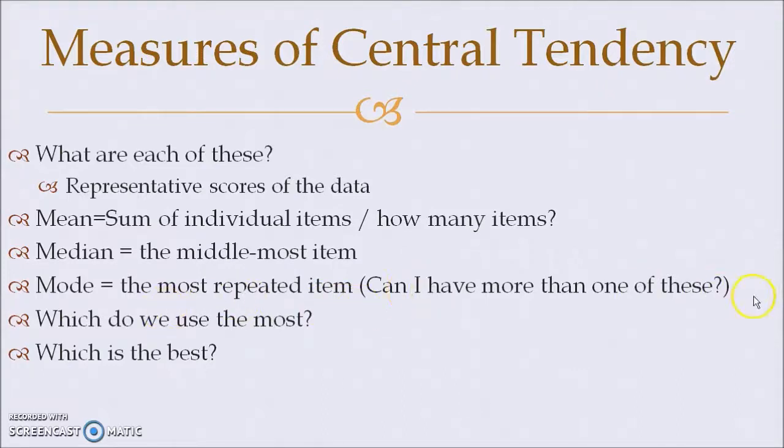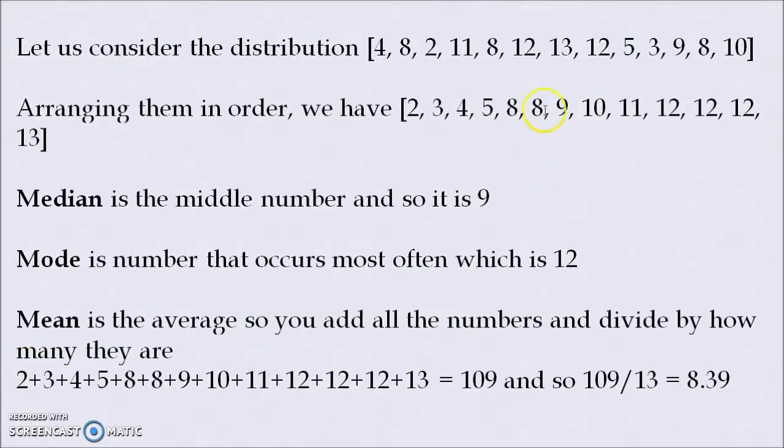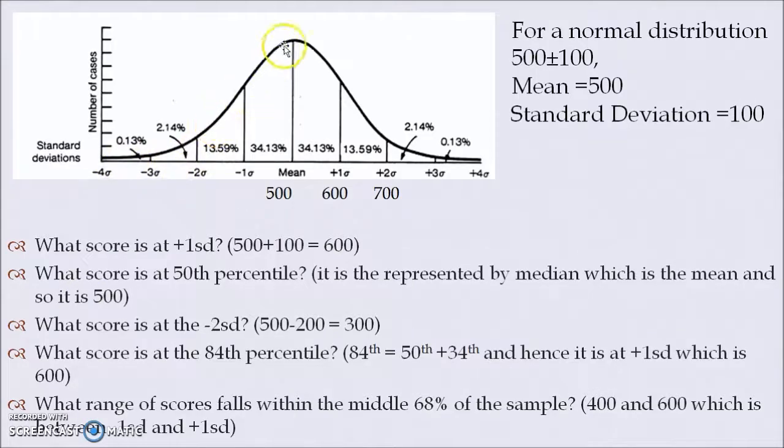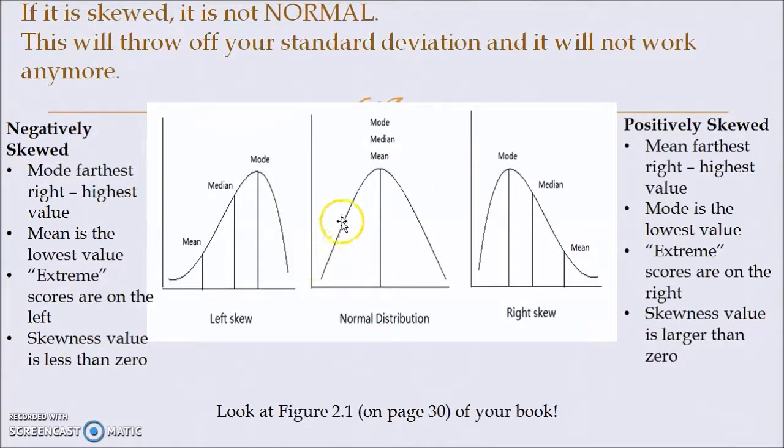Mode, can we have more than one? Yes, we can, because if instead of just 2 eights, I had 3 eights, then 8 and 12 would have become my mode. But in case we have two modes, it is not a normal distribution. What does a normal distribution look like? I'm going to show you a picture of it and then we will come back to that picture. So this is what a normal distribution looks like. Here is another better picture. This is what a normal distribution looks like.